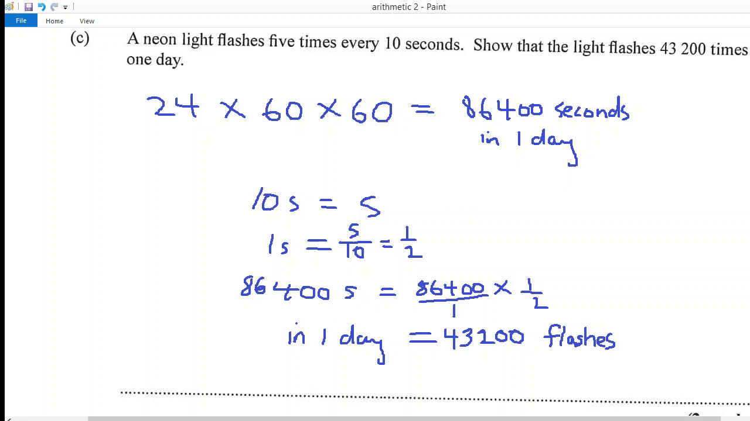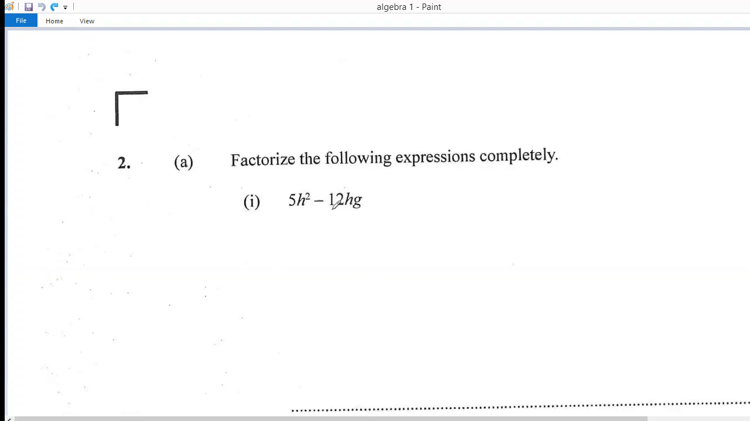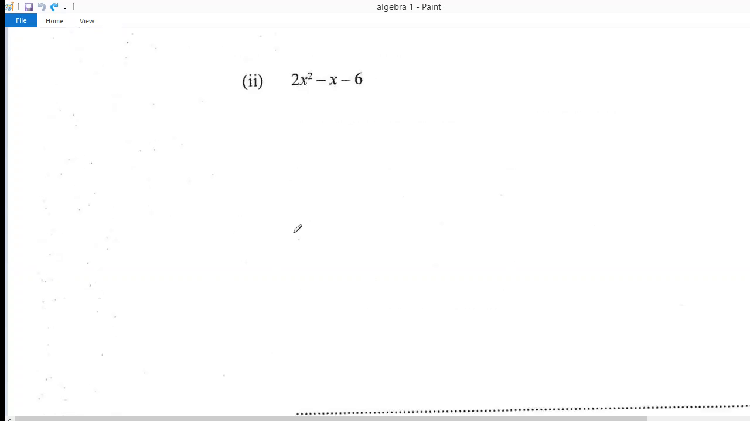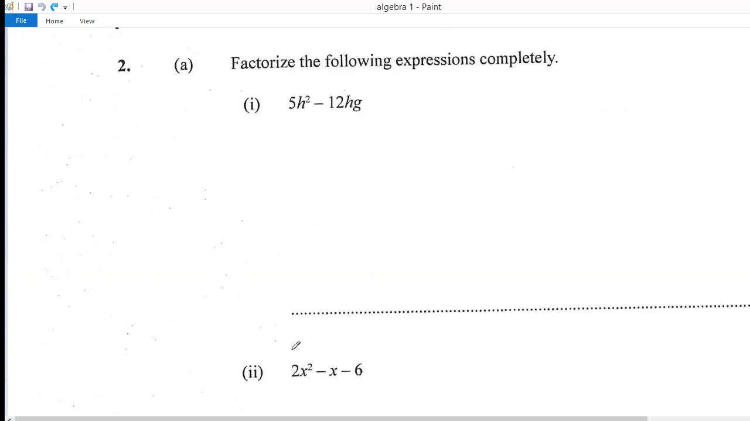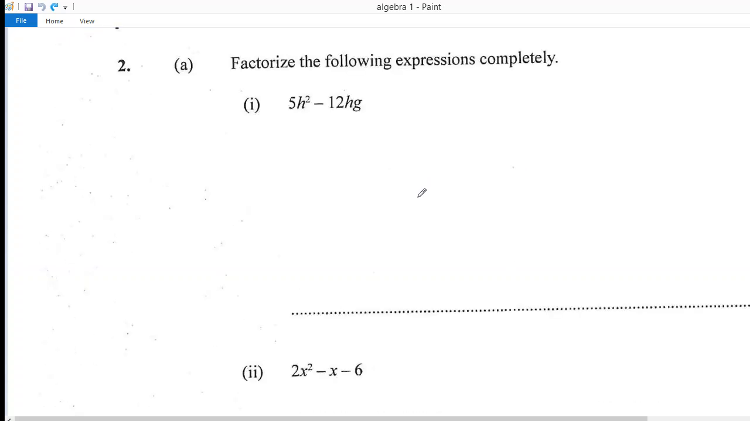And now we move on to part 1 of the algebra question. So we'll answer number 2A, part 1 and part 2 in this video. So part A, factorize the following expressions completely. This is a very important word here, completely. And let's look at expression part 1, 5h squared minus 12hg.